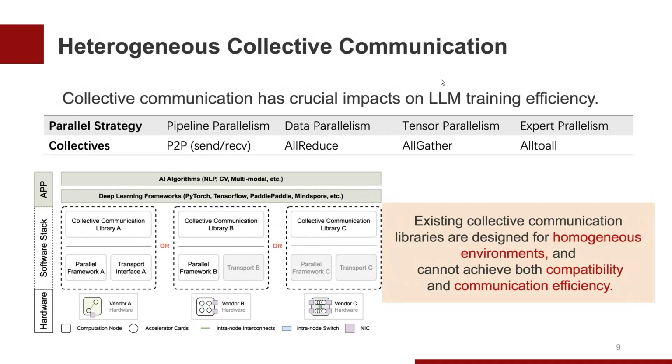However, realizing this potential hinges on the efficiency of the collective communication library, which orchestrates essential operations such as all reduce and all gather, since these operations are fundamental to parallelization strategies like data parallelism and tensor parallelism. These are used to ensure efficient synchronization and data exchange across multiple GPUs. This figure shows the current collective communication architecture. Unfortunately, these existing libraries are designed for homogeneous environments and struggle to efficiently support heterogeneous clusters.